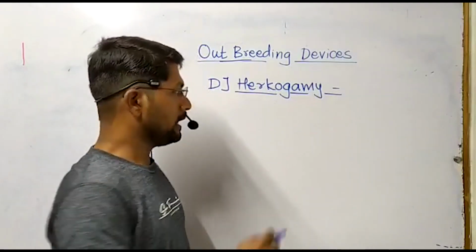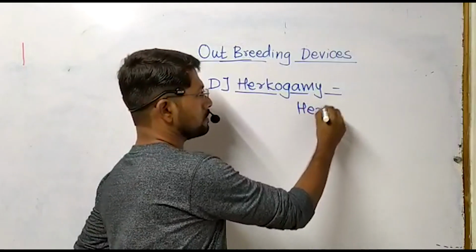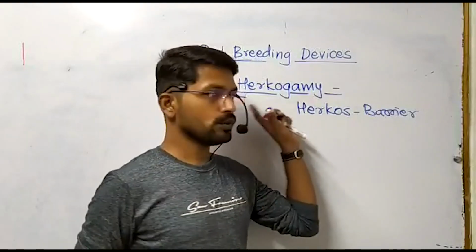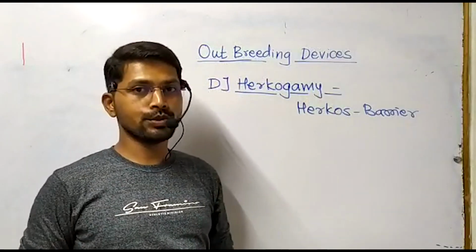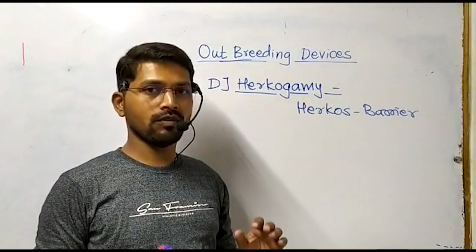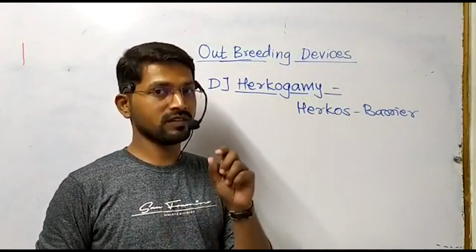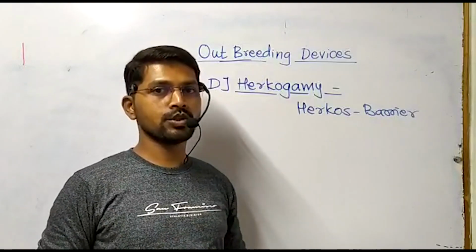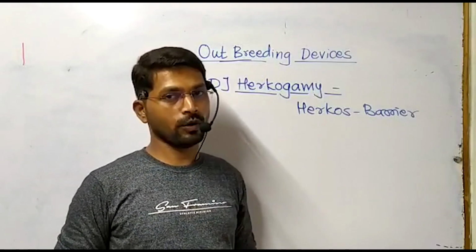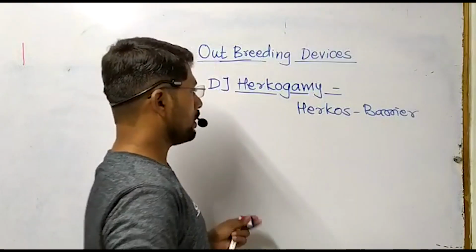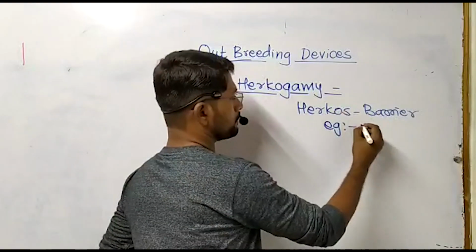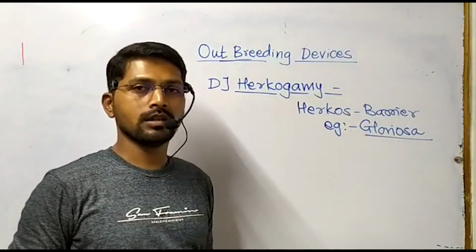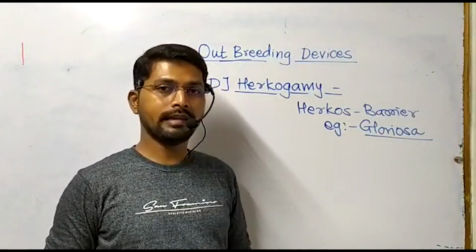In this term, the hercos means barrier. So in hercogamy, the flowers develop a mechanical barrier between the male and female reproductive structures of the same flower. And due to the presence of these mechanical barriers, self-pollination is prevented and cross-pollination is followed. The best example of hercogamy is Gloriosa. In common English, it is also called glory lily.